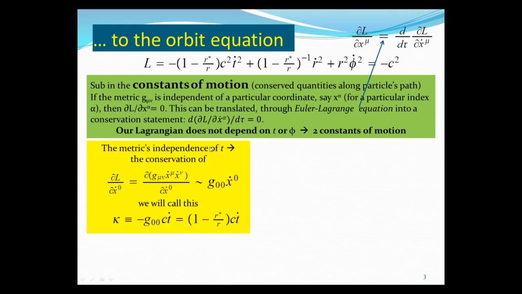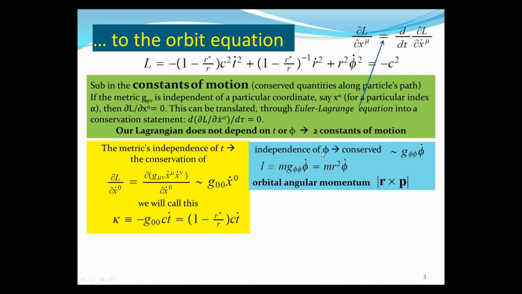The first one is independence of t, which means the conservation of the differential of L with respect to x dot 0. And L is equal to g mu nu x dot x dot. So if you differentiate this, you find that it's only g00 x naught dot. Let's call this quantity kappa. Since the Schwarzschild metric element is 1 minus r star over r, c t dot times that factor is kappa, which is the constant of motion because the Lagrangian is independent of time.